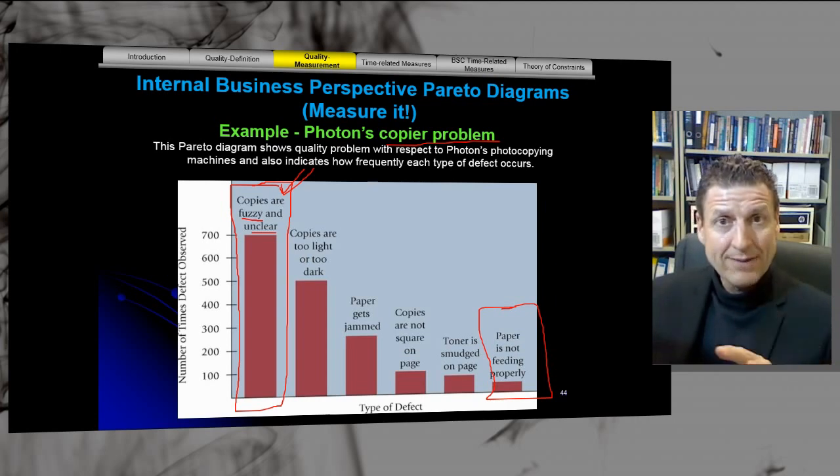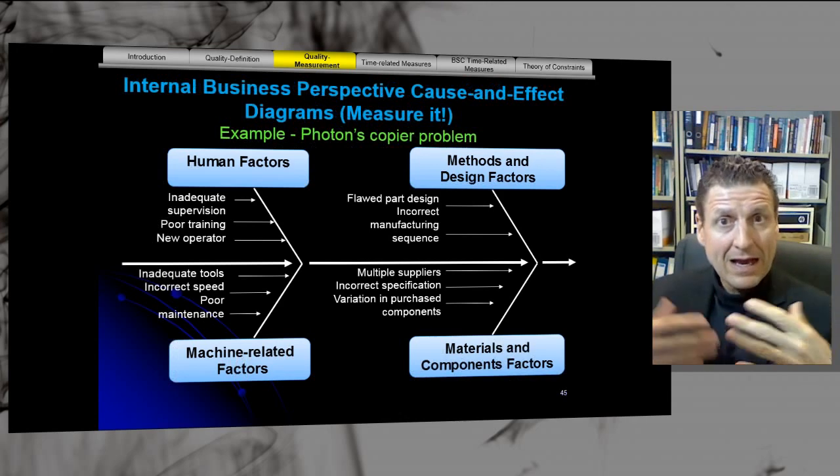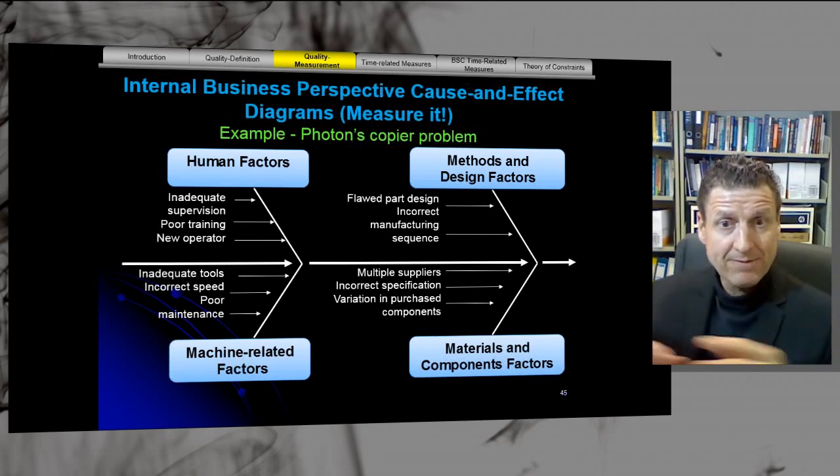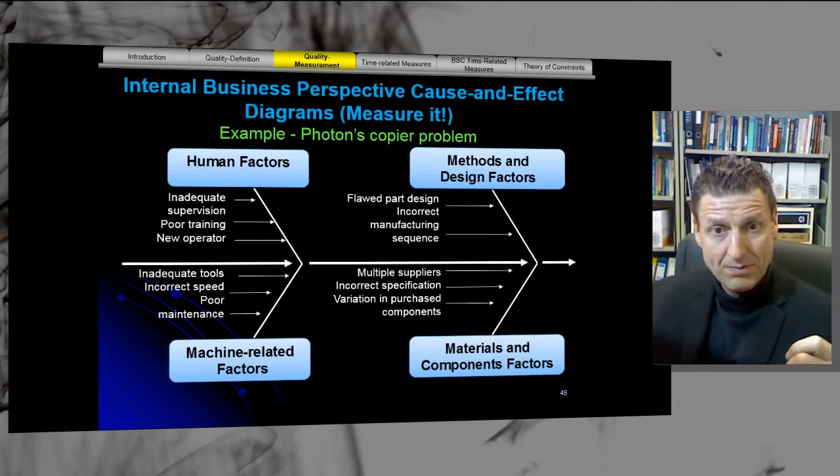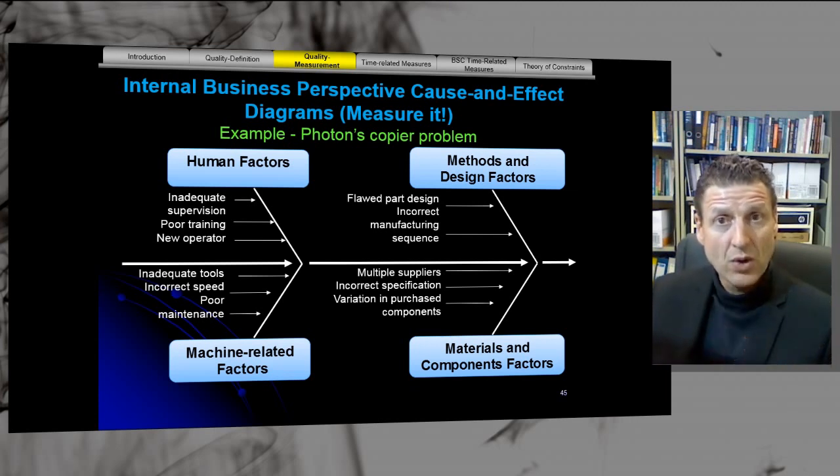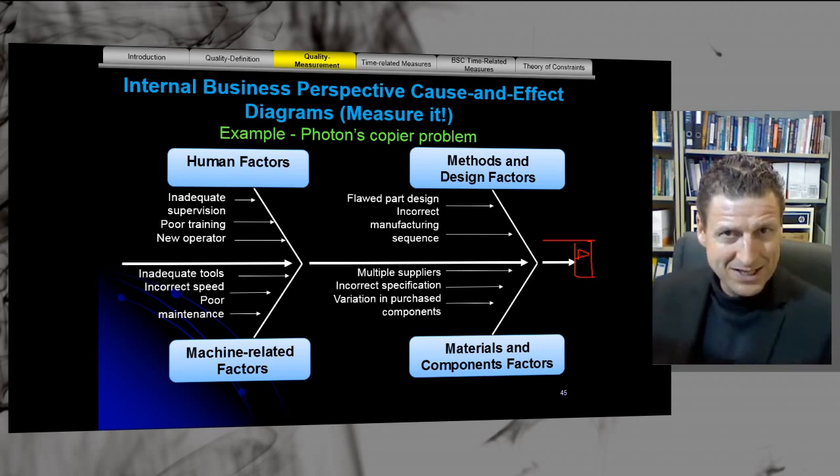So that is one approach to trying to solve Photon's copier problem. A third approach to solving Photon's copier problem is to use a cause-effect diagram. This is not an 80-20 rule, but is basically laying out what are all the potential influences on the defects that Photon is experiencing. And we put a big D here for defect. Yes, not defense, it's defect.